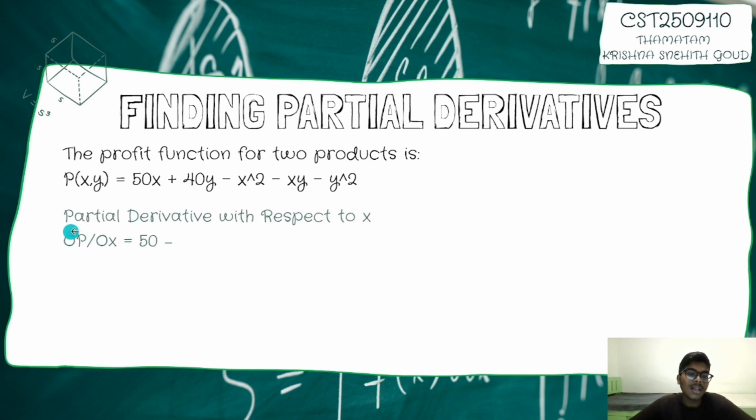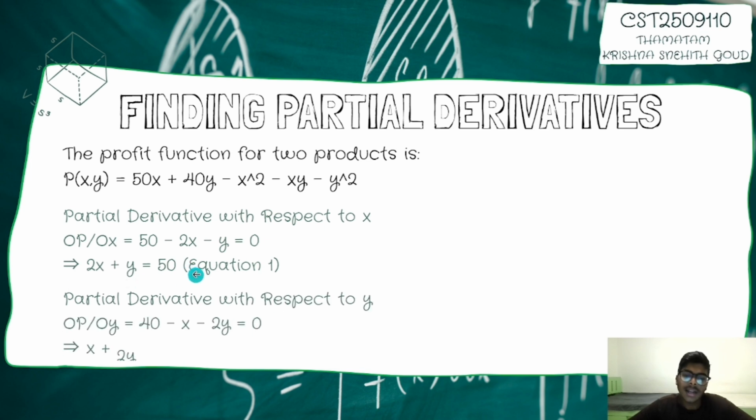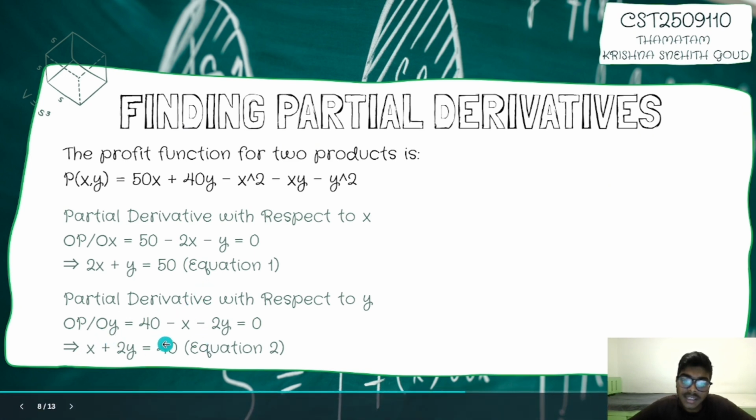So the first one, the partial derivative with respect to x. When we take the partial derivative with respect to x, the y terms are going to be constant. So the derivative of the y terms is going to be 0. So the equation gets to be 50 - 2x - y = 0, that is, 2x + y = 50. And the next one, the partial derivative with respect to y. In this scenario, the x terms will be 0. So finally we get the equation 2y + x = 40, as written on the slide.